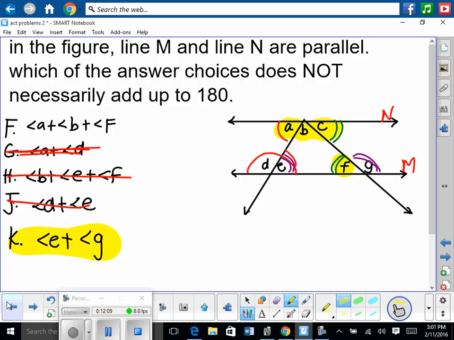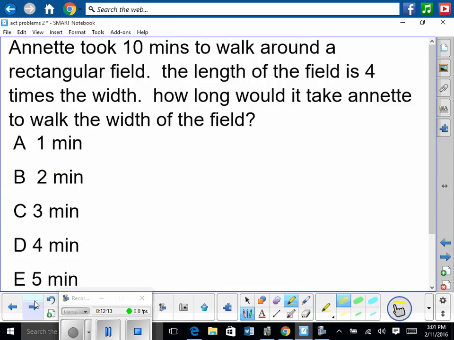At least it's 50-50 rather than whatever, but hopefully you'll get even better than that. Okay, so next one, it says, Annette took 10 minutes to walk around a rectangle. You guys, secondary 2 is such a huge thing of the ACT. I really hope you guys learn here.